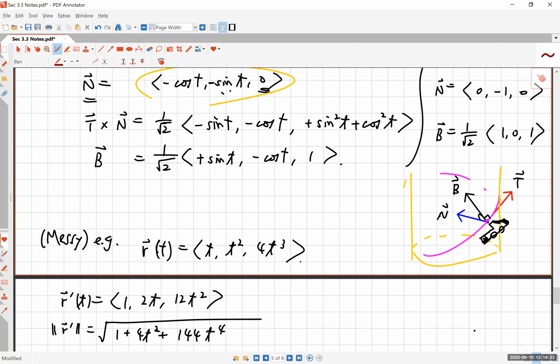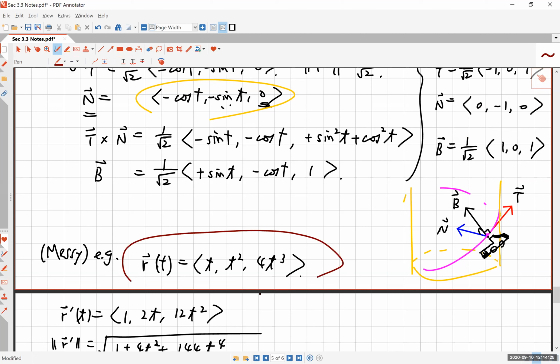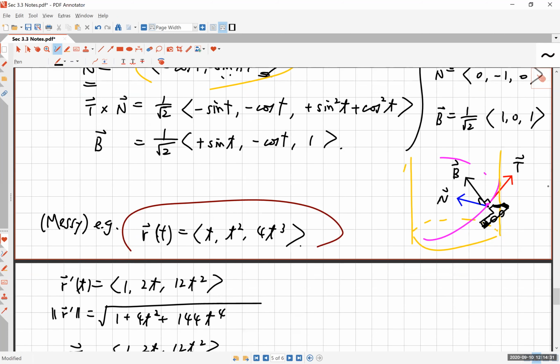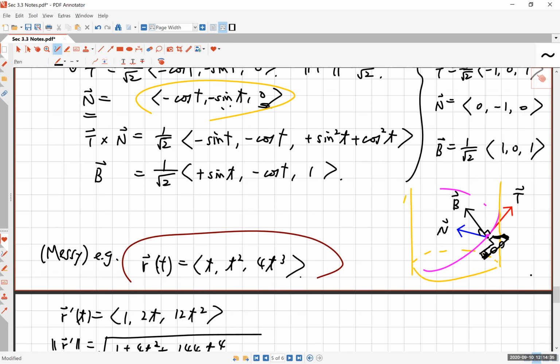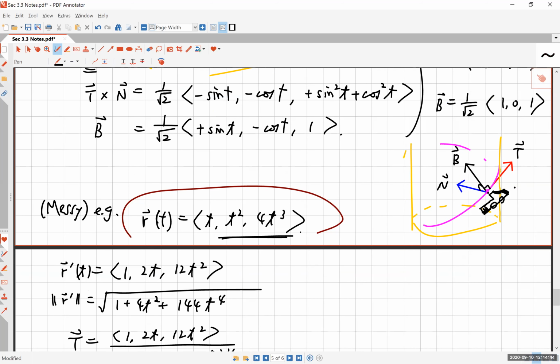Here's an example, and I have to confess, once upon a time I gave this as an assignment, and students did not react very nicely. I said, find T and N and B for this, and this was an example in the problem. So I thought, okay, why not? Well, the problem is, when you take the derivative of this, you get, this is pretty simple. That's fine.